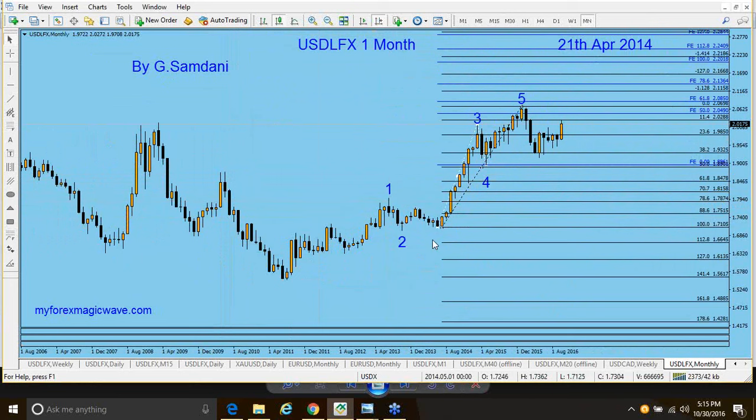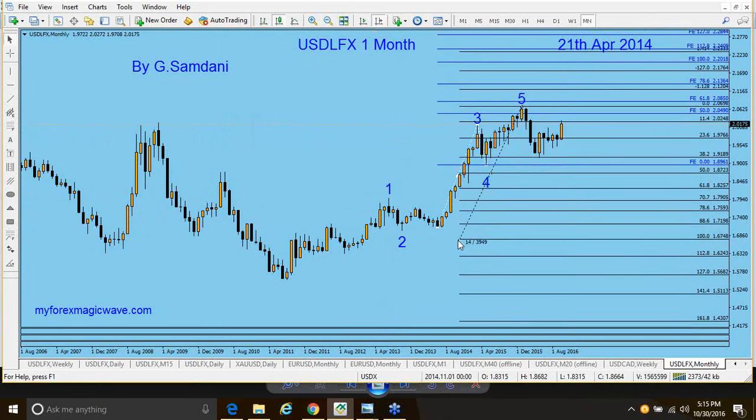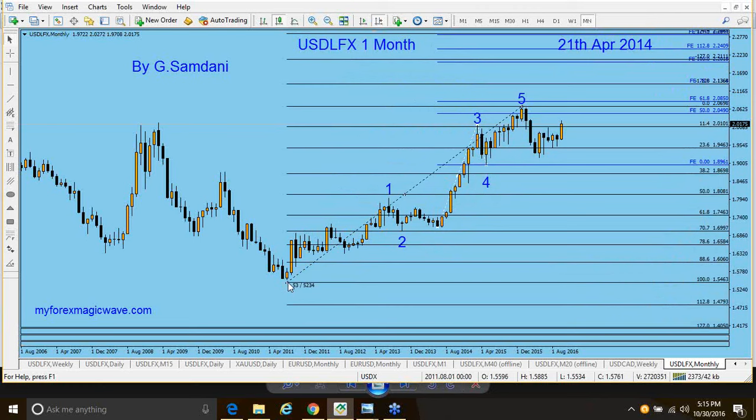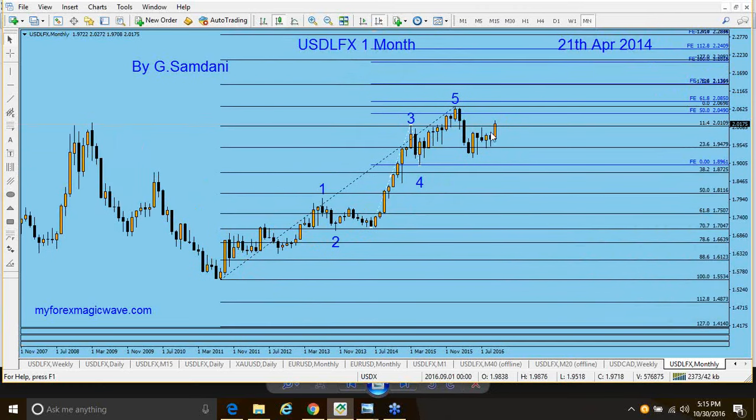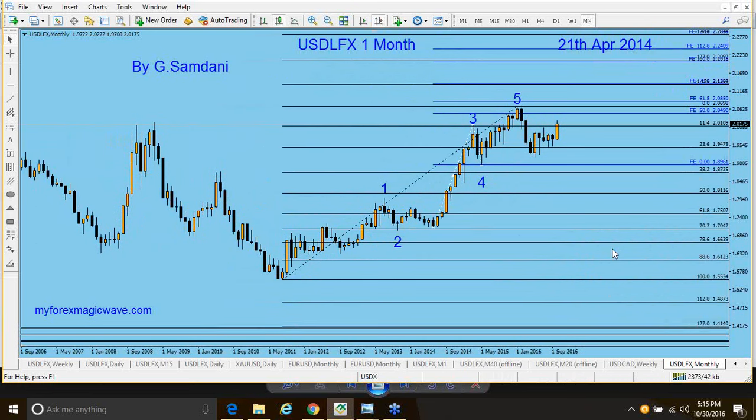So time will tell where we're going to go, but let's see if we start going to the downside on this USDX so far. It is making this ABC to the upside. So it's 1 hour, 15 minutes. I don't want to mess up the recording. So that's what I said.